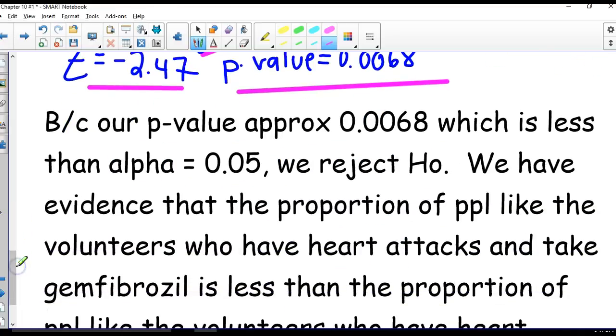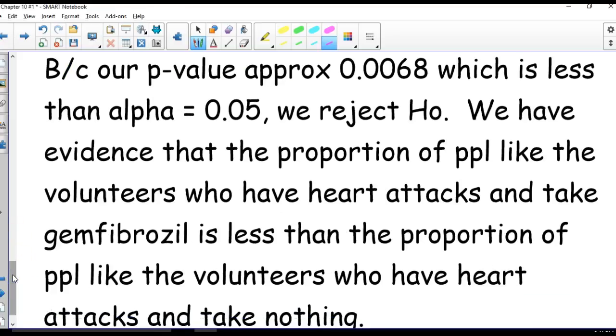Well, because our p-value is approximately 0.0068, which is less than alpha of 0.05, we reject the null hypothesis. We have evidence that the proportion of people like these volunteers who have had heart attacks and take gemfibrozil is less than the proportion of people like the volunteers who have heart attacks and take nothing.